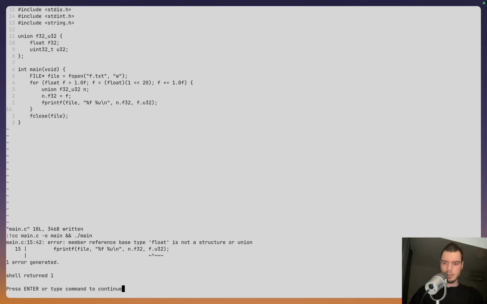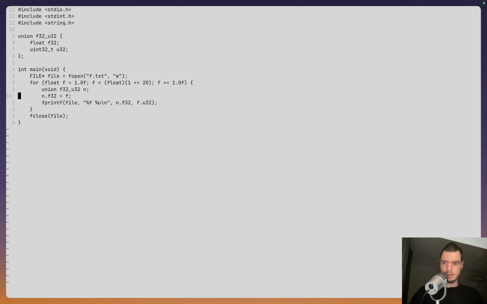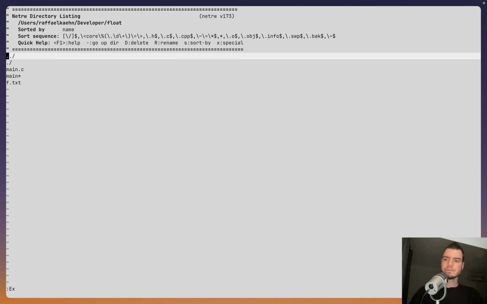Float is not a structure or union. Yes, that is correct. I need to do n. All right. Let's have a look. And this looks pretty good. We have our floating point value in the first column and the corresponding integer representation on the right side.